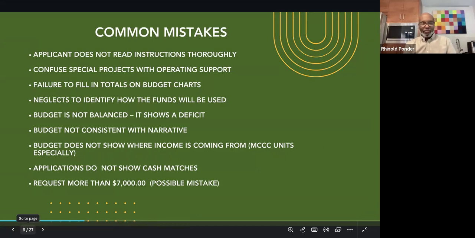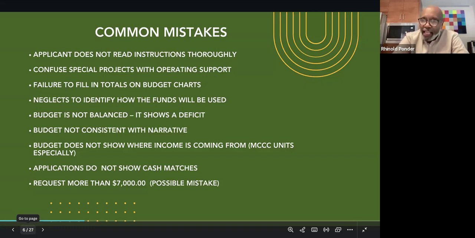First common mistake, the applicant does not read the instructions thoroughly. I know it sounds simplistic, but in order to understand what is needed and what the priorities are of your grantor, you really need to read the grant package you receive thoroughly.